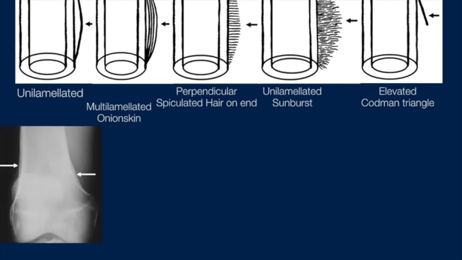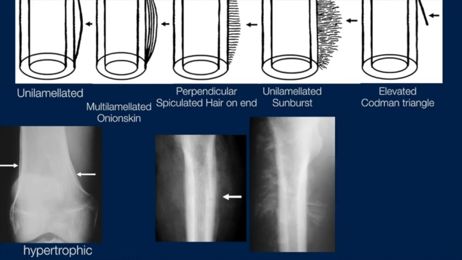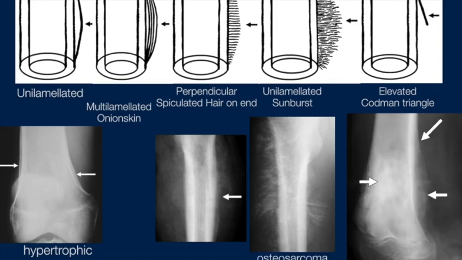Some examples on the left. Well-defined periosteal reaction. This is hypertrophic osteoarthropathy. It could be seen in patients with lung cancer, etc. Perpendicular, spiculated, hair on end lesion, and even more aggressive is the osteosarcoma, and the most aggressive being the Codman triangle.